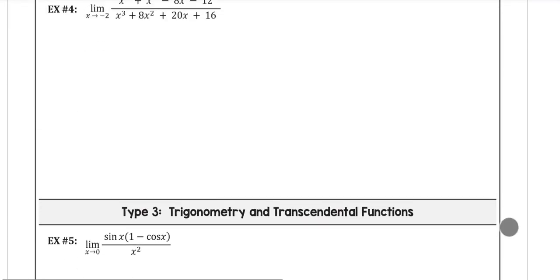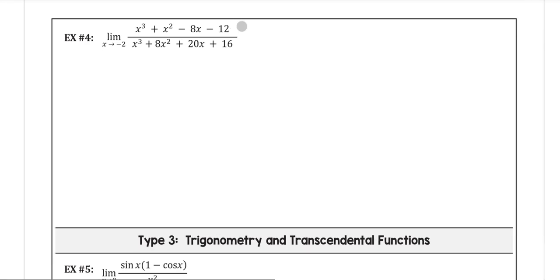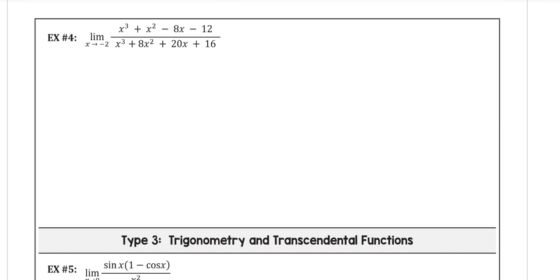All right. So now let's look at number 4, where we have a third-degree polynomial. So we're going to have to use L'Hopital's rule twice. So good times, good times. So let's go ahead and let me move this back. Let's go ahead and substitute in our negative 2.